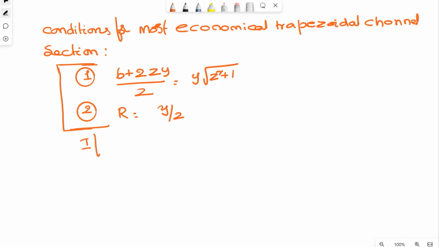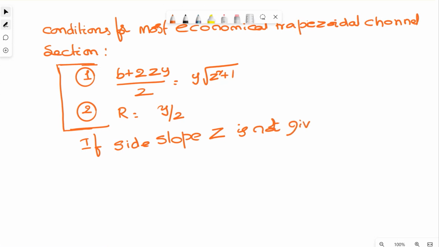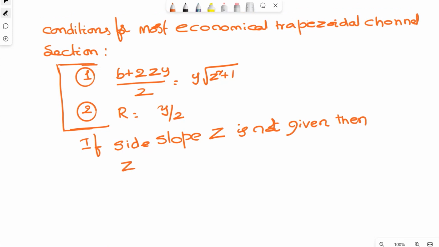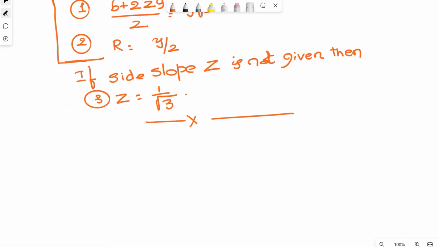If the side slope Z is not given, then Z is equal to 1 by root 3. This is the third condition. So now, knowing these three conditions, let us do two problems in this topic.